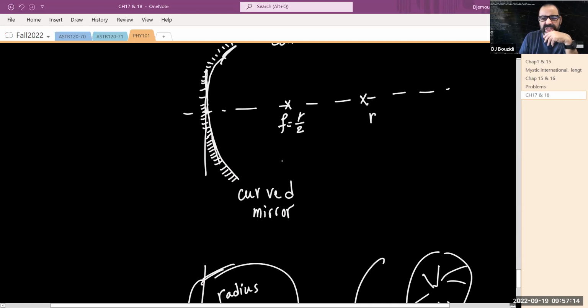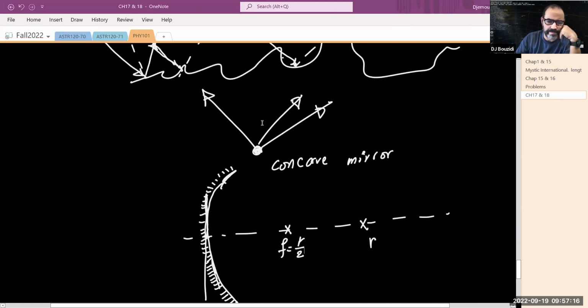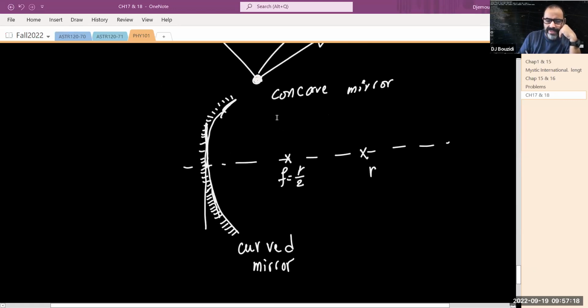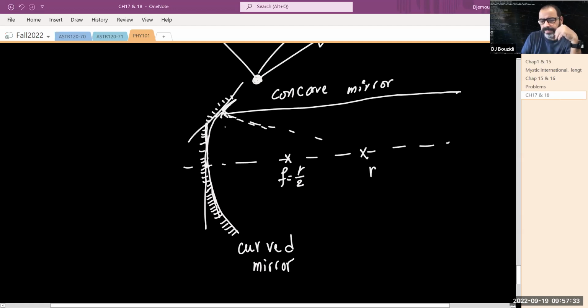Okay, so this is the focal point. So what in the world is a focal point? Let me explain. If I have a ray coming from infinity, far away, that ray is going to obey Snell's law, the law of reflection. So the light will reflect back on this surface, on this point.